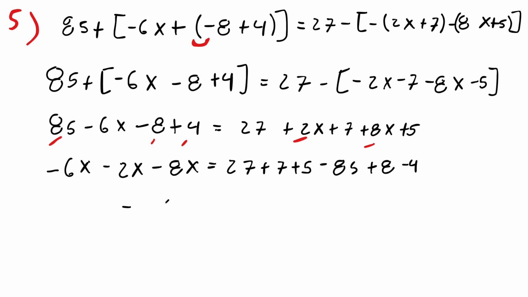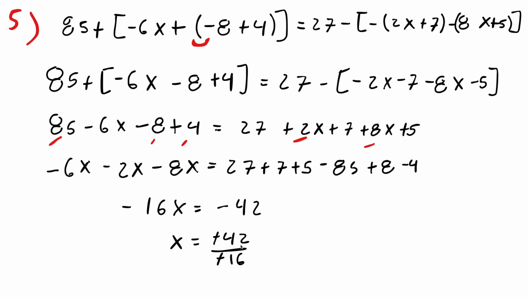So the first side of the equivalence will give us minus 16x. The other side will give us minus 42. And so x would be equal to minus 42 over minus 16. Right? The 16 was multiplying, so it passes to the other side to divide. It's as simple as that.